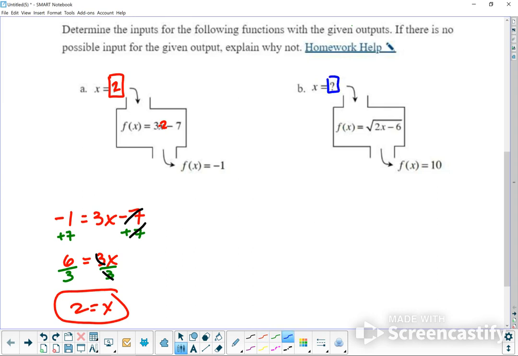Same thing again. Don't know what that is, but we do know that 10 is the same as f of x. So instead of f of x, we're going to put in 10. So we're going to copy that down. 10 equals square root of 2x minus 6.